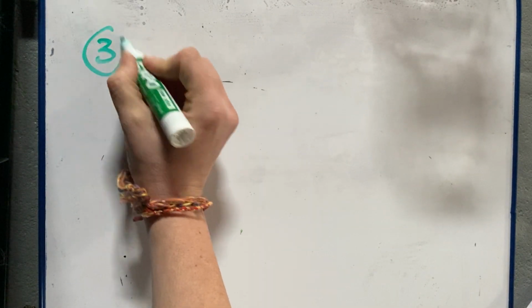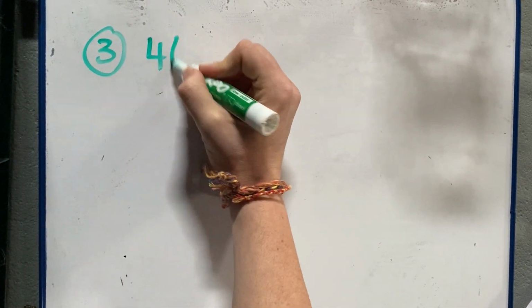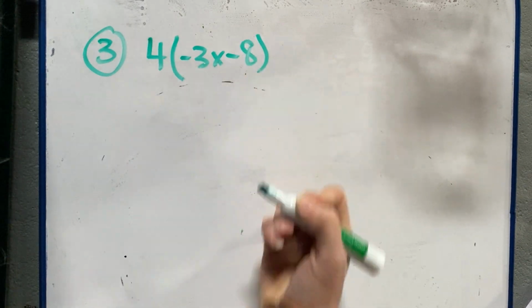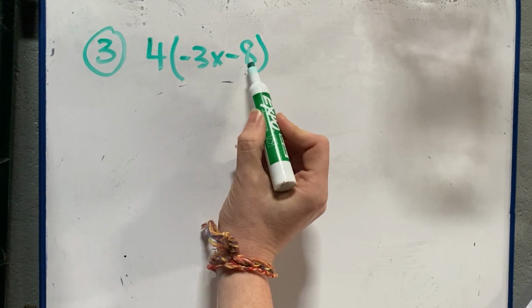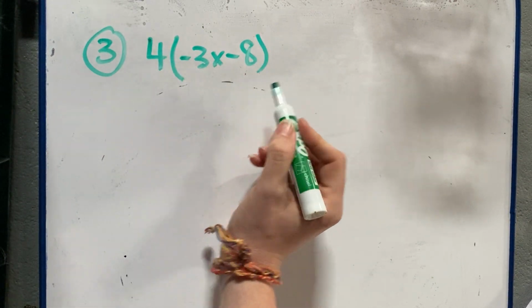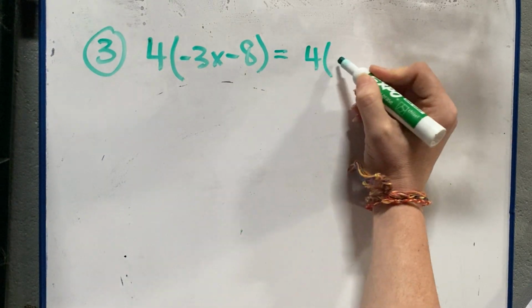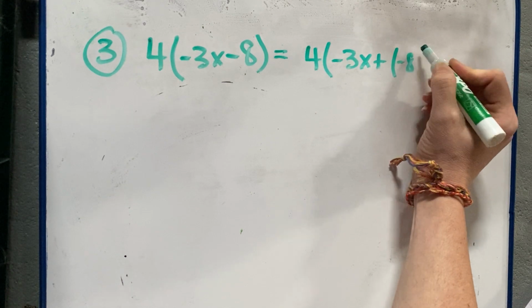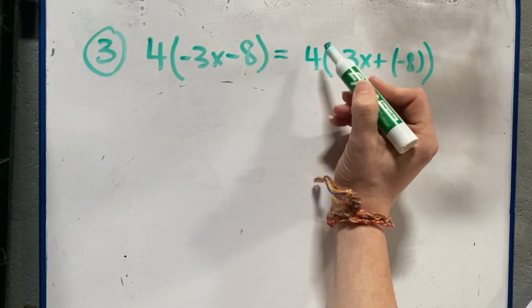The next example is going to also be distributive property, but this time I'm going to have subtraction. And just like before when I was combining like terms, I'm going to rewrite this as an addition problem just to make my multiplication consistent. So I'm going to say 4 times -3x plus -8. And then I can go ahead and distribute.